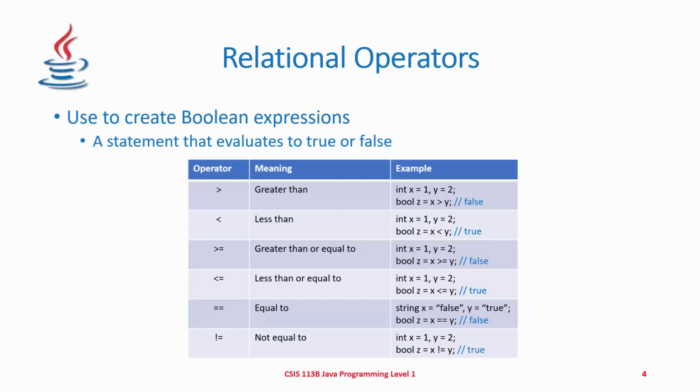Then the final operator we look at is not equals. We're comparing to see if something is not equal to another value, to see if two values are the same or not. In this case, if they're not equal, we'll get a true result. In the example, x is 1, y is 2, and z, the Boolean variable, will be assigned the result of comparing x to y to see if they are not equal to each other. They are not equal to each other, so the result is true. That's what gets assigned to the Boolean z.